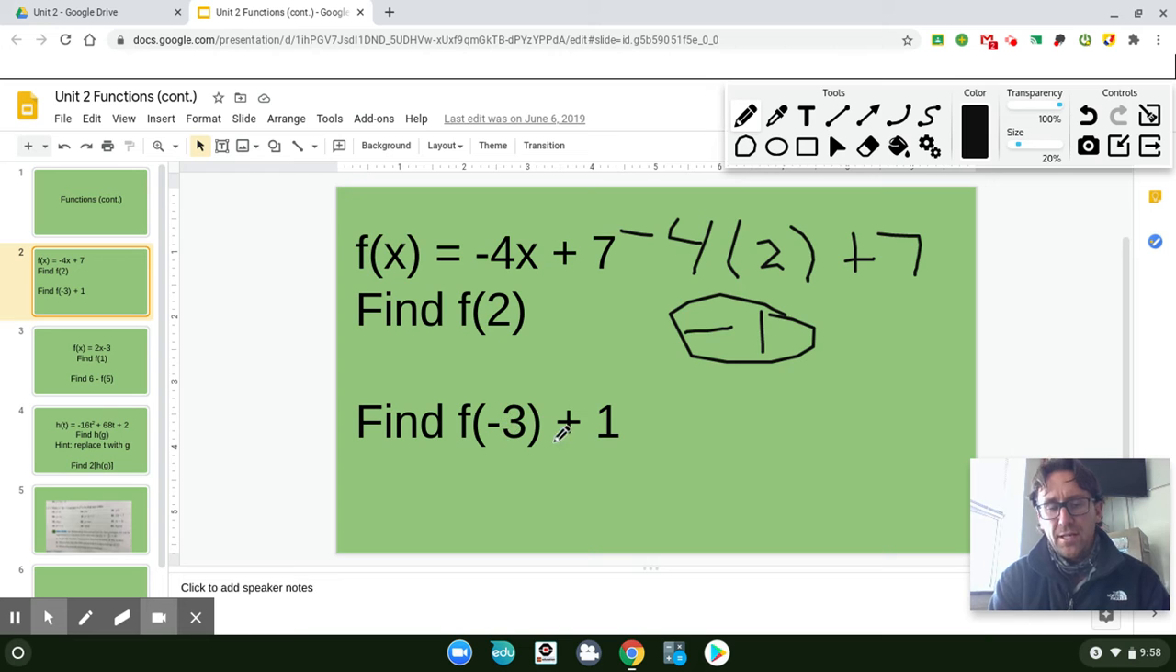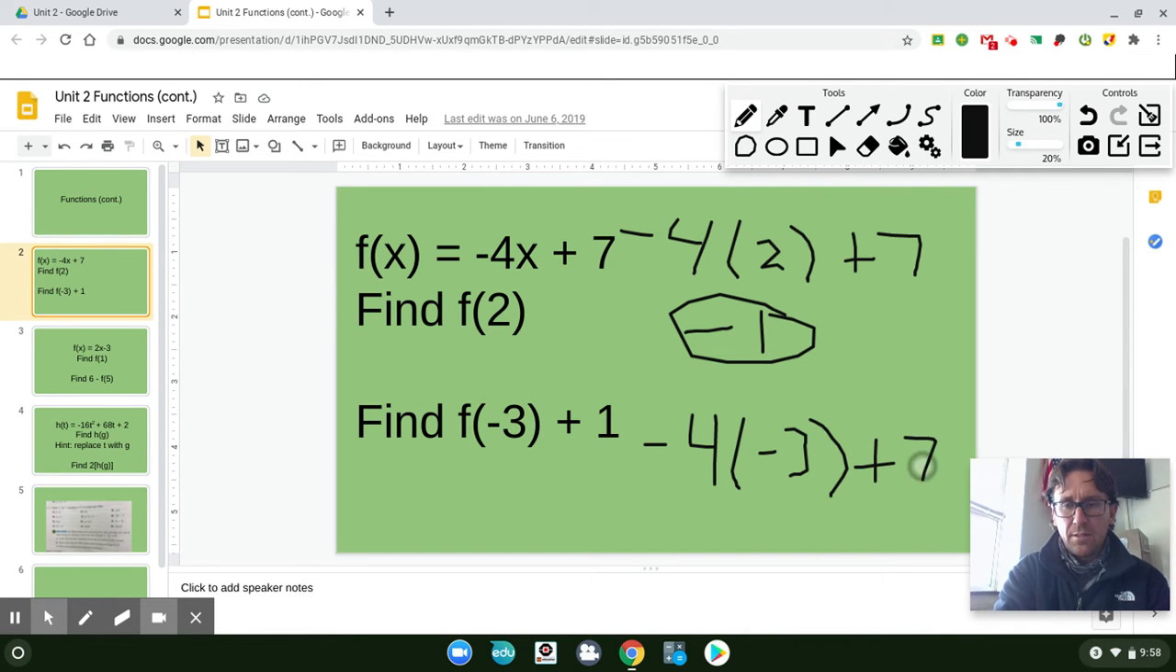Now this one, find f of -3 plus 1. First, again, you're going to plug in -3 for x into the original equation. So that's 12 plus 7 is 19. And then you got to add the 1. So you got to plus 1 to that. So the answer is 12 plus 7 plus 1, which is 20.